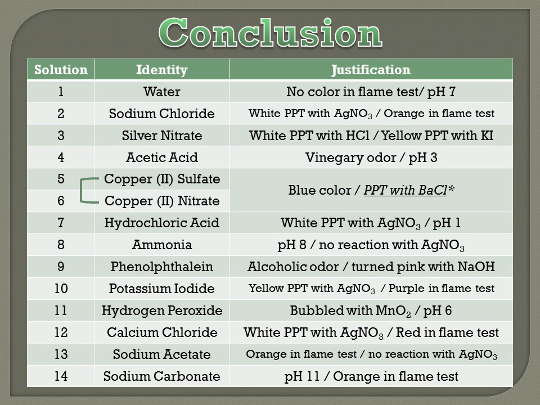The 2 copper solutions were blue and easily identified among the other 12 clear solutions. Barium chloride would have been used to react the 2 copper solutions because copper 2 sulfate would form the white precipitate barium sulfate while copper 2 nitrate would not.